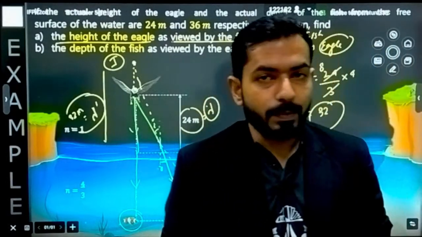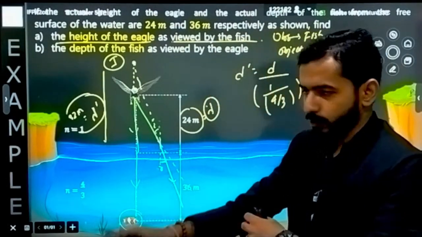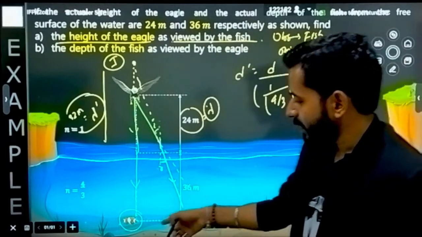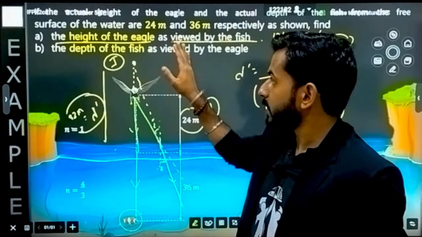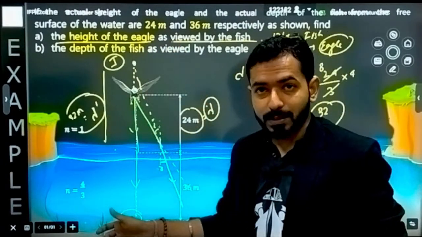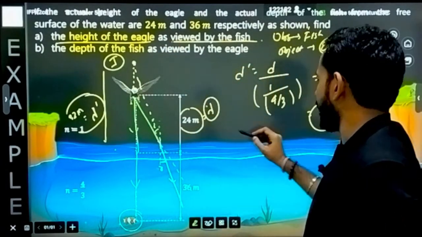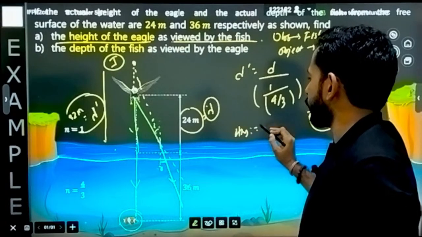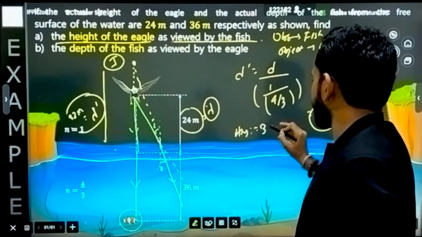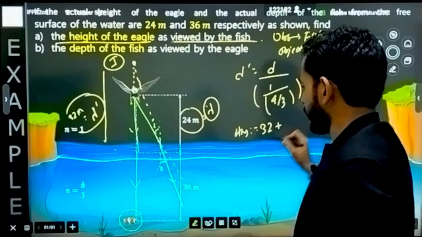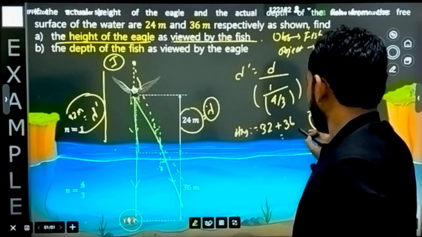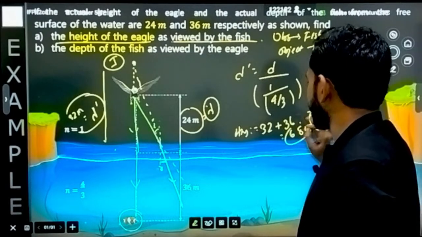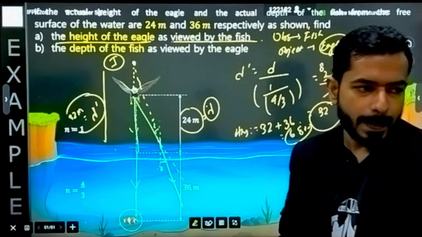The distance of the image from the surface. But still the question is not solved. For the fish, how much will the distance be? Because this is what you have calculated from the surface. But the question is asking how much the distance is from the fish. So what will the final answer be? The answer will be quoted as this apparent depth, that is 32 meter, plus this distance, that is 36 meter. So 68 meter will be the final answer that you will be quoting.